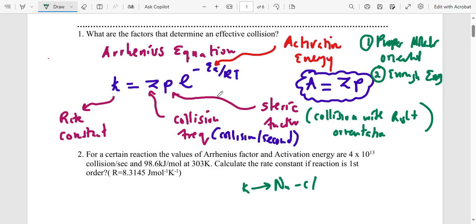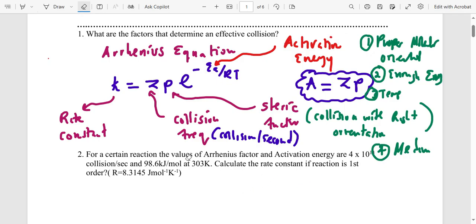Number three, another thing that you need is the temperature. You can see the temperature is part of this equation. The temperature should be high enough so that the collisions can happen at a faster rate. These are the main factors. And also the medium is important, the medium in which the reaction is happening. For example, a solvent medium or a medium that contains the right pressure is very important. So those are the factors that are important for a reaction to be able to happen.